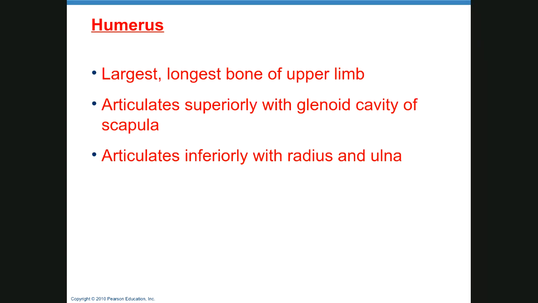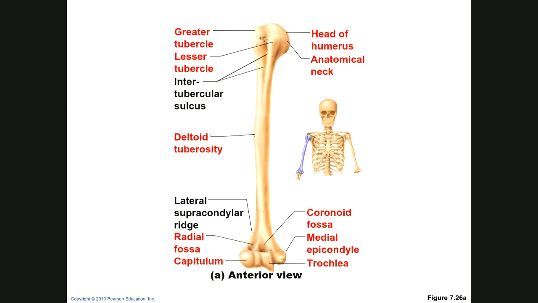So humerus is the arm bone, and you should be able to label the common name of the bone plus the anatomical name. So the common name will be arm bone, the anatomical name is humerus.